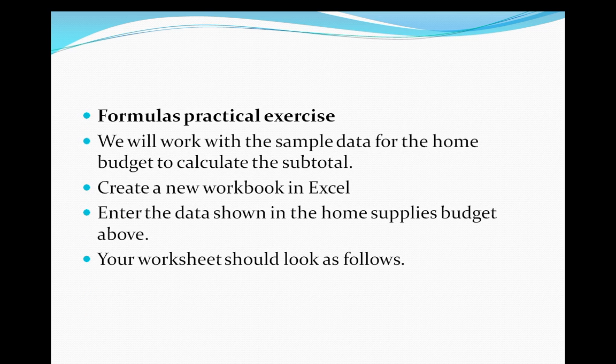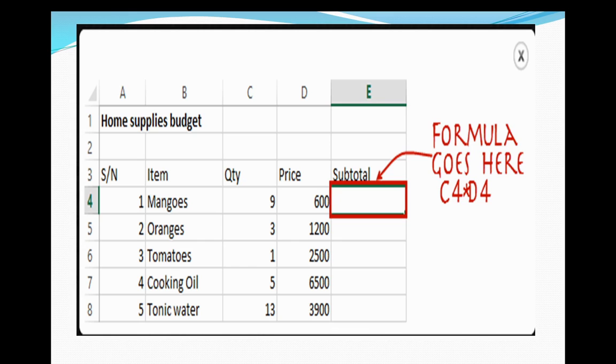Now we will learn this formula by using some practical exercises. We will work on simple data of a home supply budget in which we will take serial number, five items: mango, oranges, tomatoes, cooking oil, tonic water. Then we will give their quantity, then put the price, and then calculate the subtotal by using a specific formula, C4 into D4. So how will we perform this?